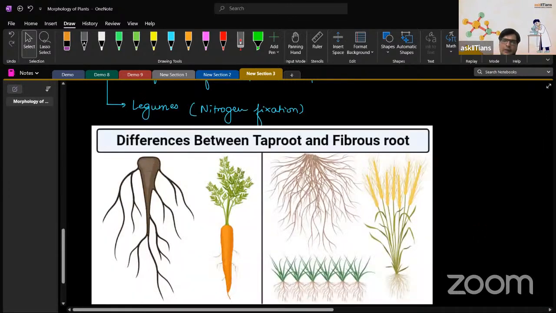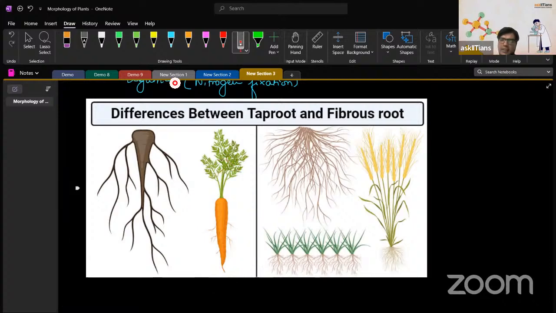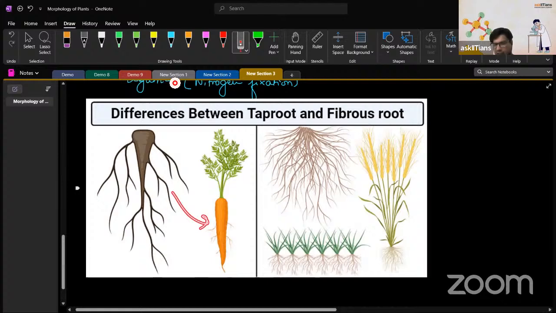Okay, so as you can see here, first of all, we have the taproot system. This is the primary root, the secondary roots, and then we have a tertiary root, which will have rootlets and root hairs on it. And this is a modification here. It is showing that carrot is the plant, a dicot, where the taproot is seen, and it is actually a modification for storing, right?